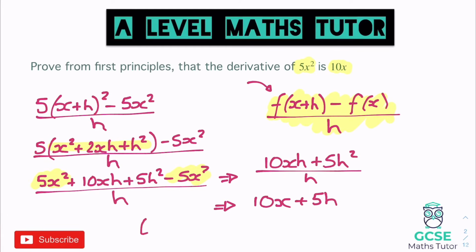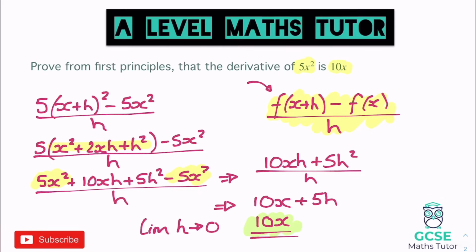Now again, we're going to say as the limit of h approaches 0, we're going to change that h for a 0, so what we end up with is 10x plus 5 lots of 0, which is just plus 0. And obviously you don't need to write plus 0, so we can just get rid of that. And we just end up with this 10x piece, which is exactly what we're looking for. And there we go, there's our final answer. So let's just highlight that. And there we go, that's how we go about that question. But there we go, there's our second one.